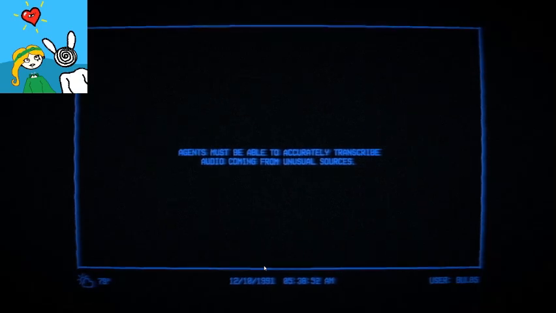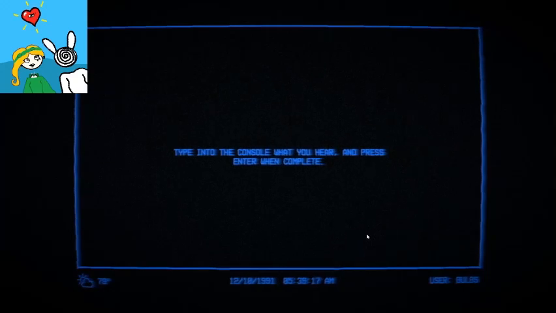Agents must be able to accurately transcribe audio coming from unusual sources. Besides being able to detect incoming attacks, agents must document what entities say during encounters, as research remains the #1 priority. Type into the console what you hear, and press enter when complete. Begin.